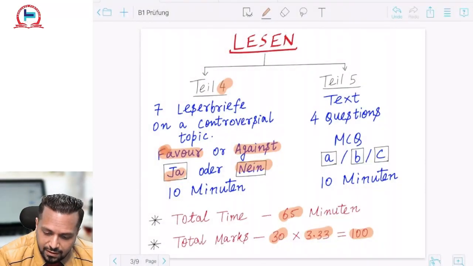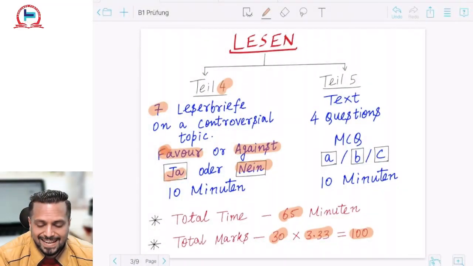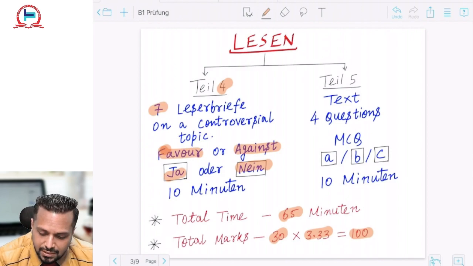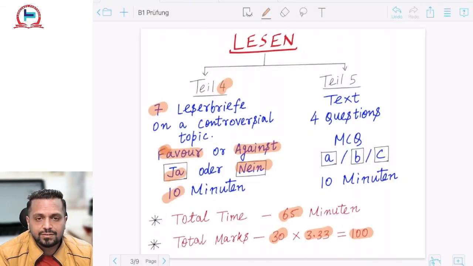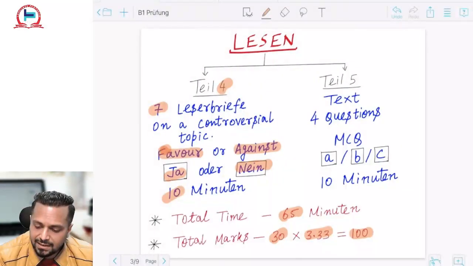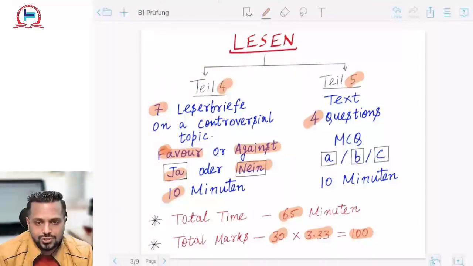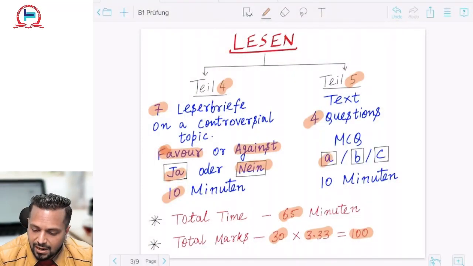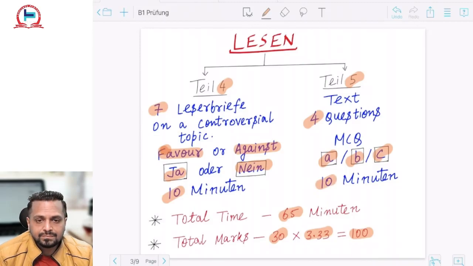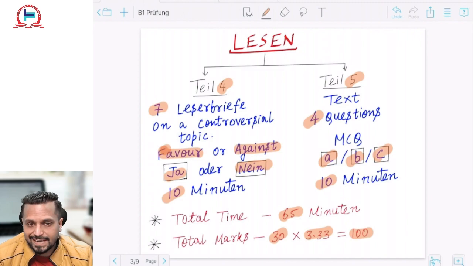So basically, like we discussed, there were 7 laser briefs, as in 7 questions, and the total time allocated is 10 minutes. And for the last tile, Teil 4, there is a text. Based on the text, there are 4 MCQ based questions. You have to select A, B, or C, and the time allocated is 10 minutes. So like we saw, this lesson comprised 5 different tiles, and the total time allocated was 65 minutes.